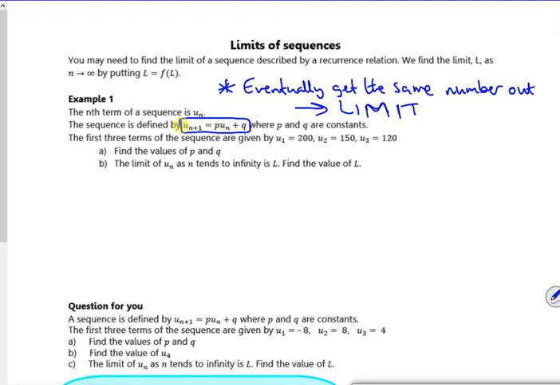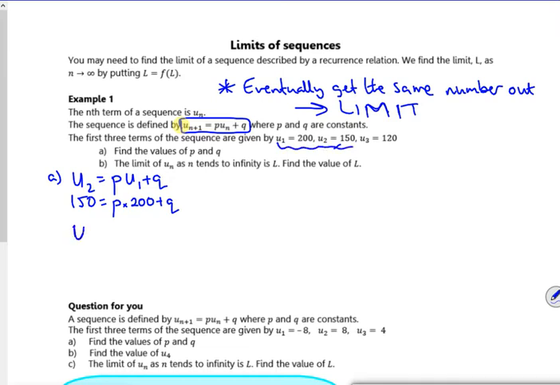Right then, so what does it tell us then? So I've got this formula, but the next term is p times the one I've got plus q. So u2 is p times u1 plus q. So u2 is 150, it's p times by 200 plus q. So I've used this information to make an equation.